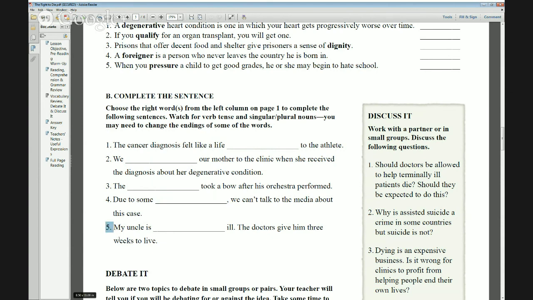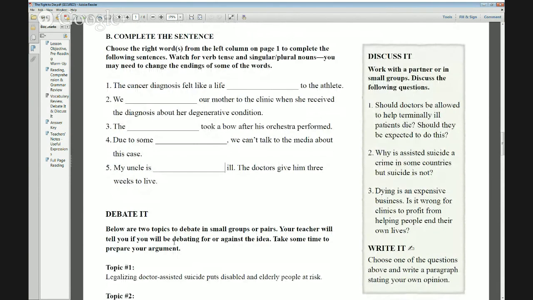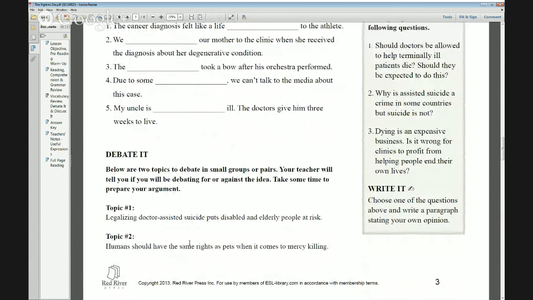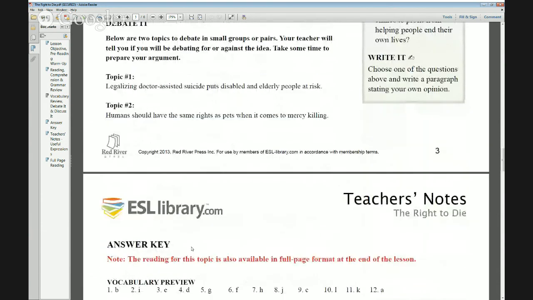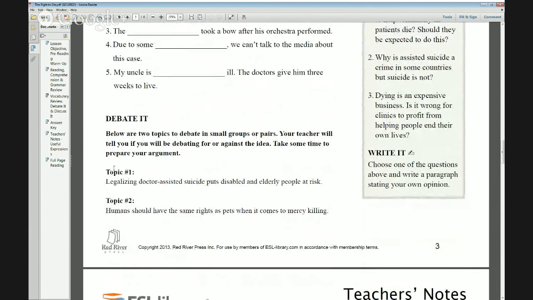So legalities. My uncle is gap ill. The doctors give him 3 weeks to live. My uncle is terminally ill. Yes. Terminally ill. Okay, so there you have it. Now the end of this is actually the debate part, so we can't really debate it, and no students are here to debate with.